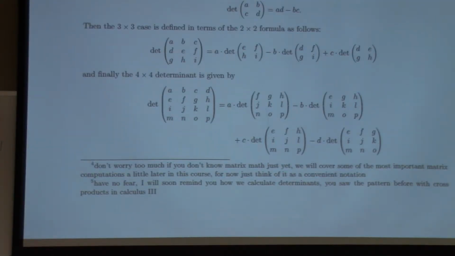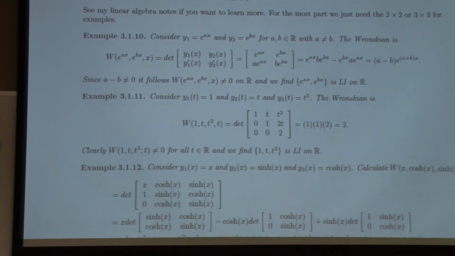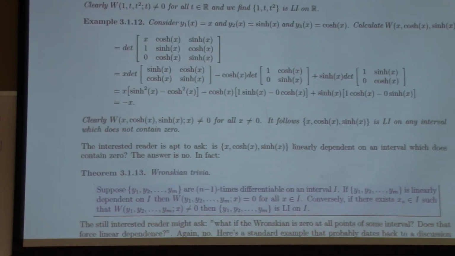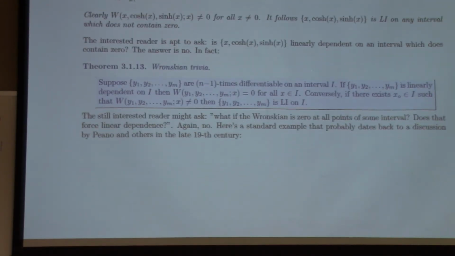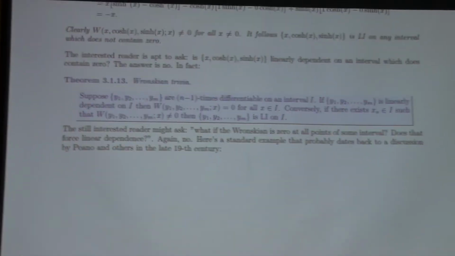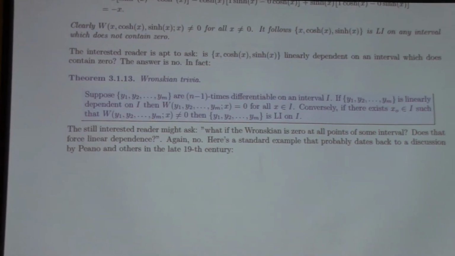Although that's only partially true because we need the Wronskian to understand variation of parameters. So people don't know what determinants are, so I'm introducing it there. Here's some determinants, yay. Now here is an interesting fact. Wronskian Trivia. Suppose you have n minus 1 times differentiable functions on an interval I.